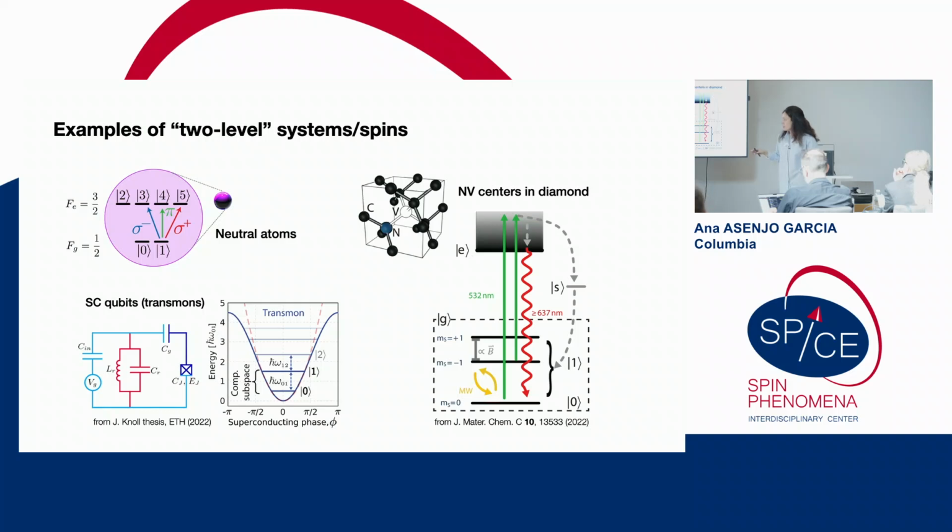Just for the record, neutral atoms may have all types of resonant frequencies, but typically I like to think about them in terms of optical frequencies, so hundreds of terahertz. Superconducting qubits operate in the microwave domain, so this is gigahertz. The same happens for these defect centers. This transition is, I believe, 2.8 gigahertz. Okay, so these are some examples of two-level systems.